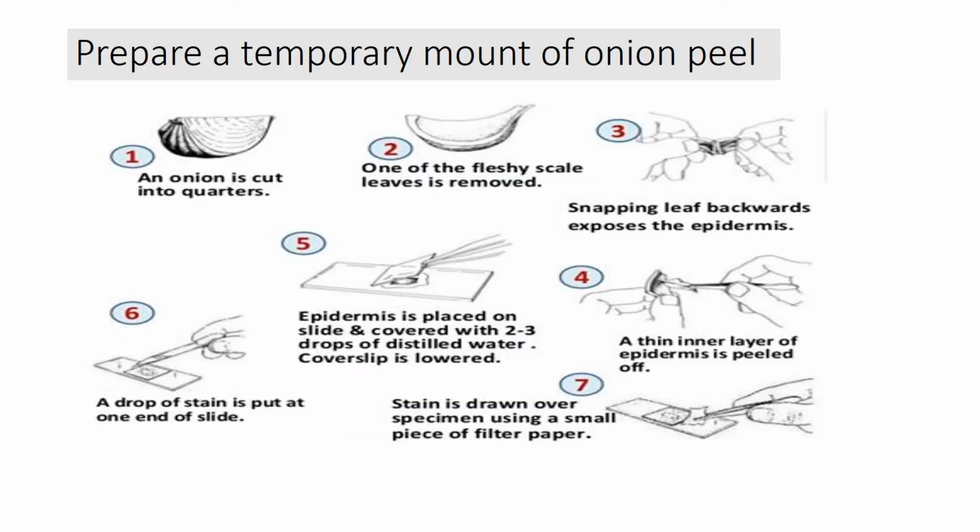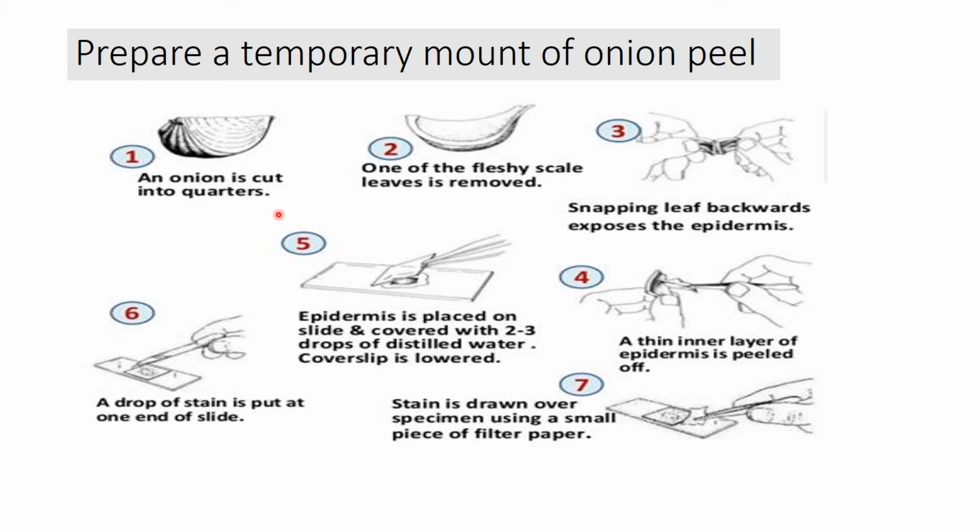Now students, see how to prepare a temporary mount of onion peel. This is the practical, and because of COVID you are not going to the lab, so here I am showing you how to do this practical. You have to learn all these steps very carefully, because sometimes this question may be asked in the question paper, where some steps are given and you are asked to arrange them in the proper sequence.